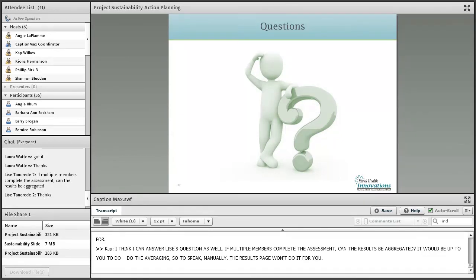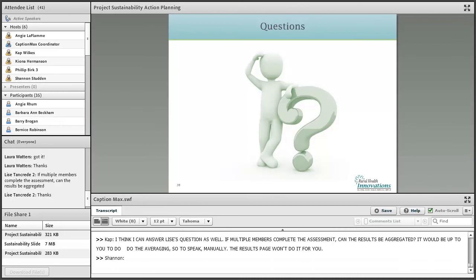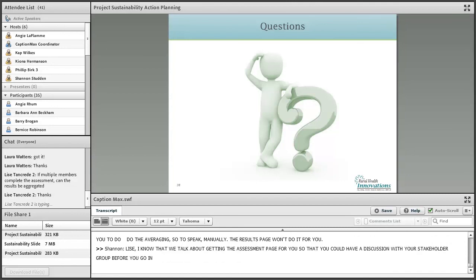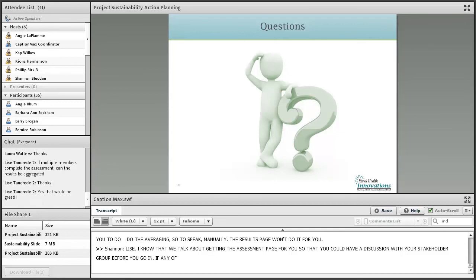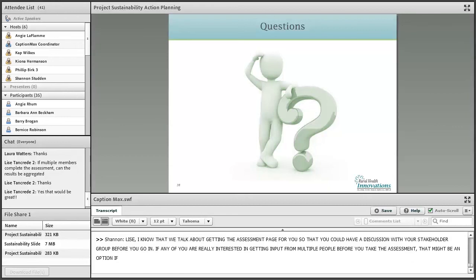Lise, I know you and I spoke a couple of weeks ago about the possibility of getting the assessment questions to you via PDF or some other format so that you could maybe have a discussion with your stakeholder group before you go in. If any of you are really interested in getting input from multiple people before you take the assessment, that might be an option. If you get a hold of your primary TA contact here at RHI, we can make that happen.